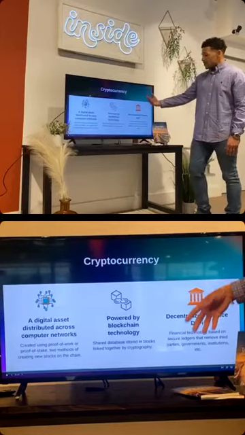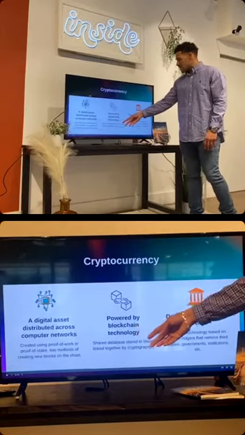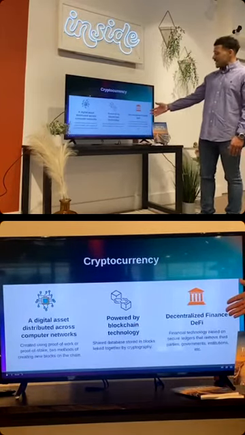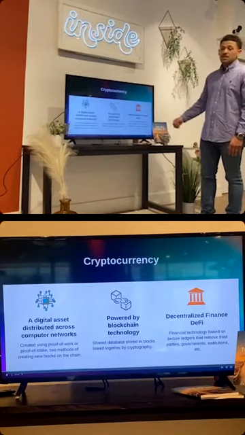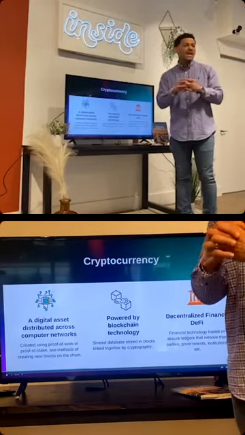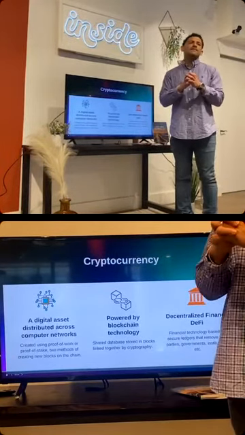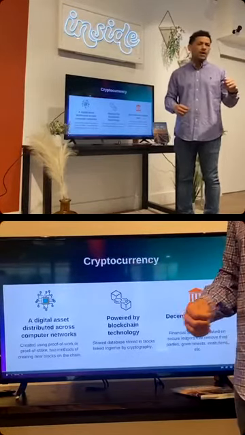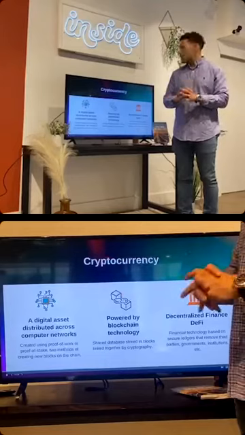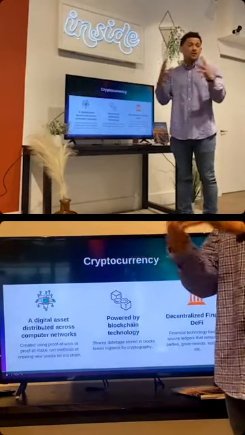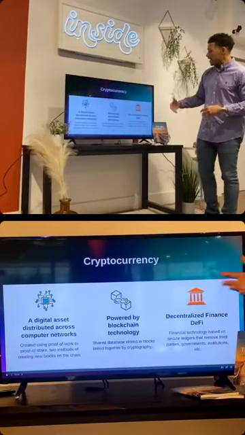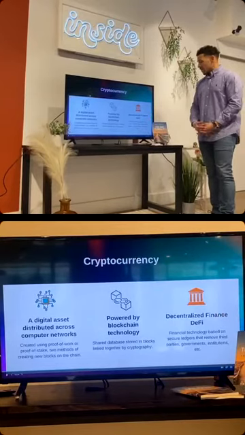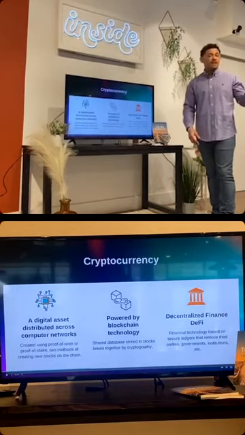You have, once again, powered by blockchain technology, decentralized finance. This is finance that isn't dependent upon central governments. This is finance that isn't dependent upon Wells Fargo or JP Morgan. And it's really distributing the financial community amongst ourselves. So that's what they mean by decentralized finance, and that's a really important segment of cryptocurrencies.